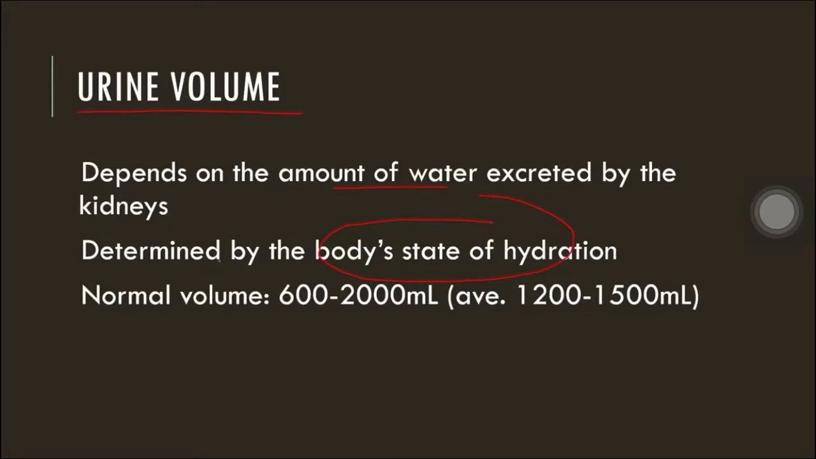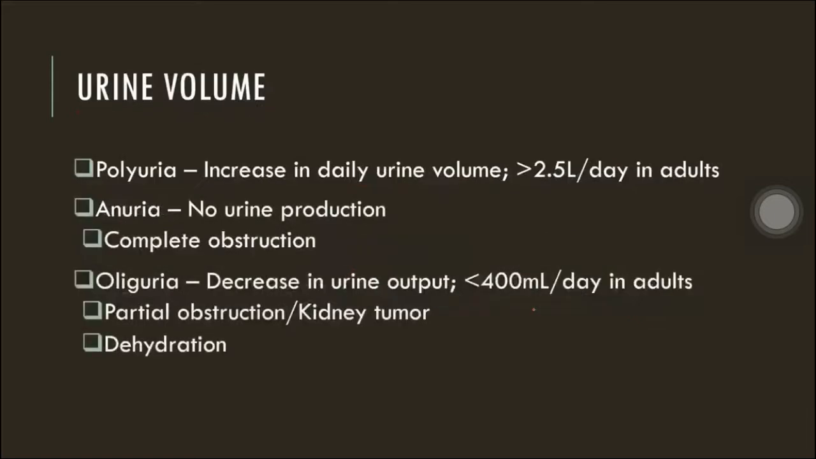Normal random urine volume ranges from 600 to 2000 ml, but an average of 1200 to 1500 ml per day is considered normal. An increase in daily urine volume, greater than 2.5 liters per day in adults, is considered polyuria. So ano yung mga conditions na dapat natin na nakakaalam ng polyuria? Dapat alam na alam natin yung DM at yung DI. So again, DM and DI: diabetes mellitus and diabetes insipidus.